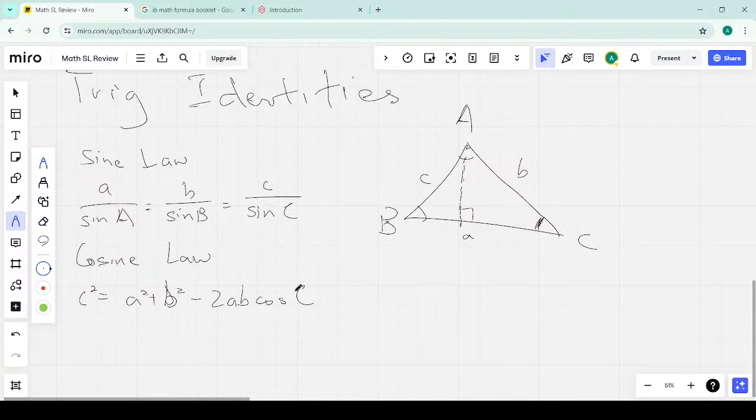Now this is pretty symmetric, as you can see. This is also an extension of Pythagoras' theorem, because when c is 90 degrees, cosine c is 0, and this term just goes away. And then you just get c squared equals a squared plus b squared, which is exactly what happens if you have a right angle triangle, right?